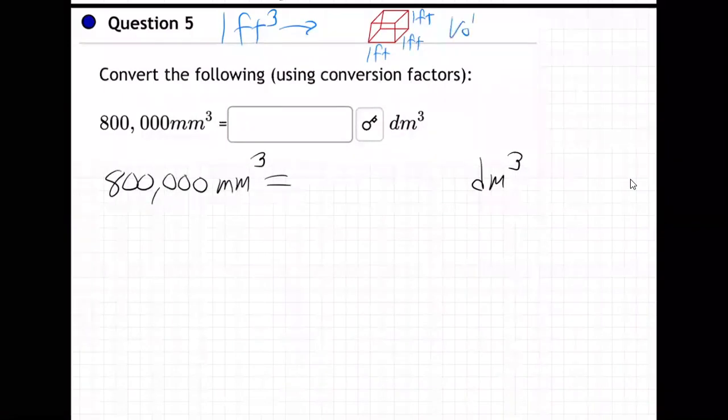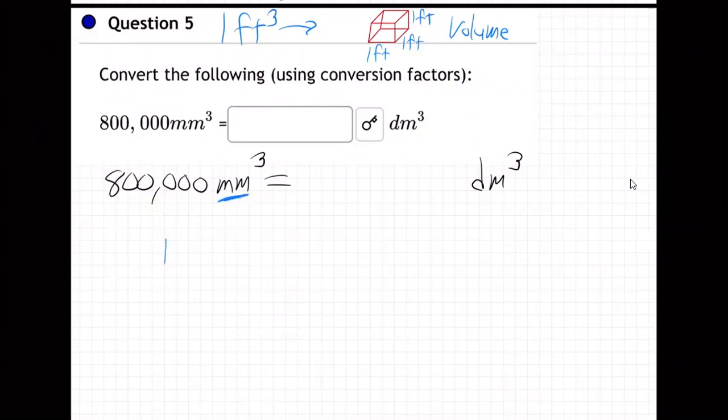We're talking about volume now. We say we fill that up with a cubic foot of water, or a cubic foot of cement. Sometimes they'll talk that way. Foot by foot by foot. It's a cube. Cubic foot. So we're talking about 800,000 cubic millimeters.